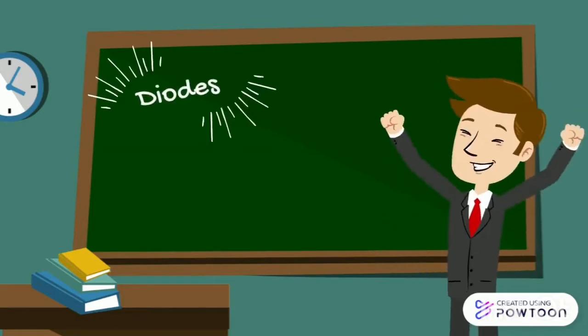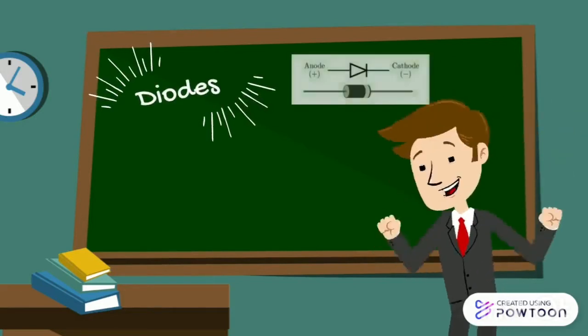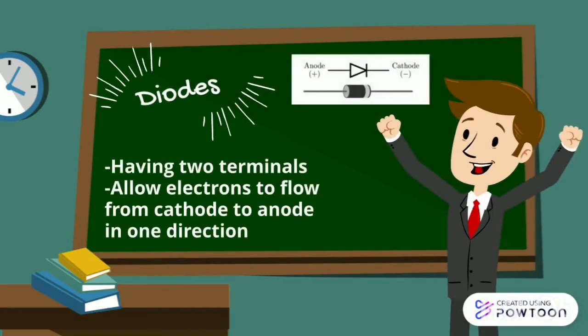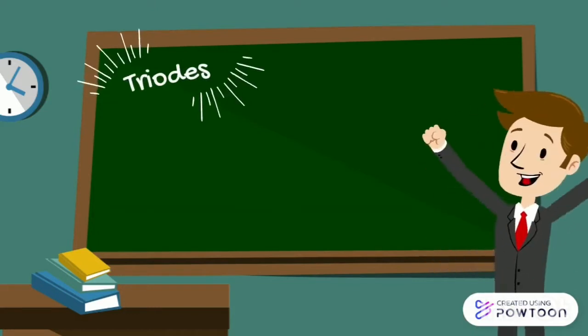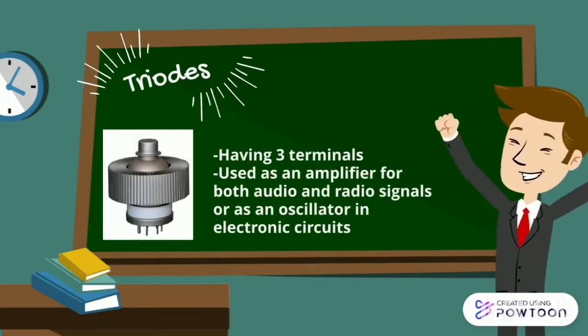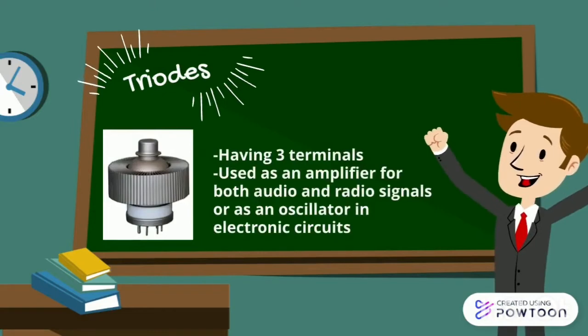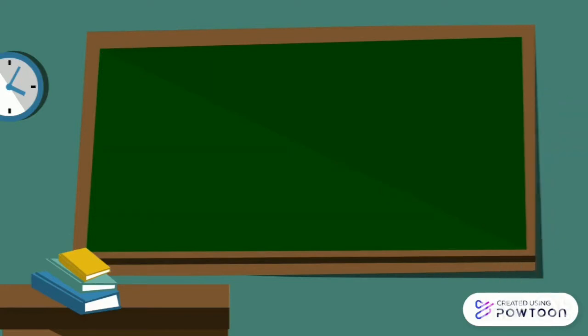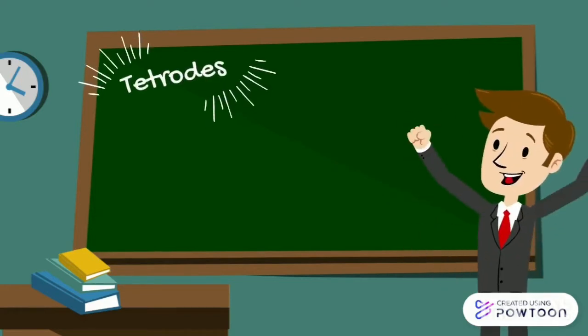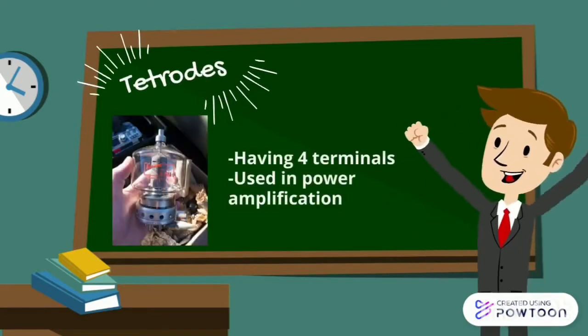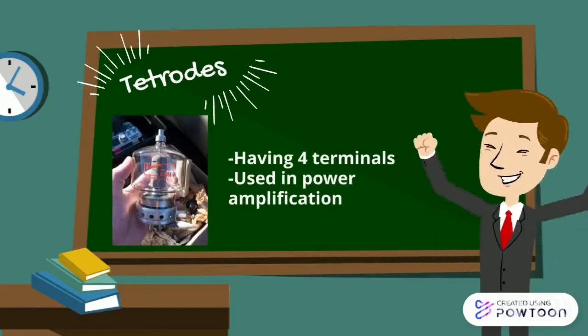Now, let's move to the diodes. Diodes have two terminals. They allow electrons to flow from cathode to anode in one direction. For triodes, it has 3 terminals. It is used as an amplifier for both audio and radio signals or as an oscillator in electronic circuits. For tetrodes, it has 4 terminals. It is used in power amplification.